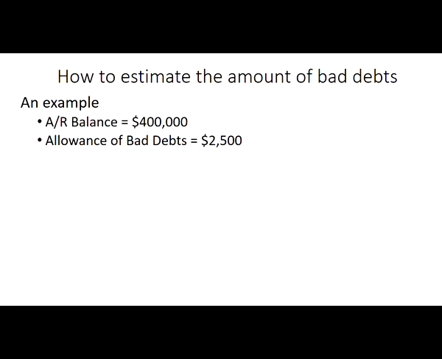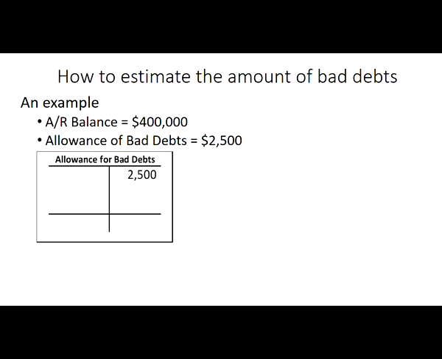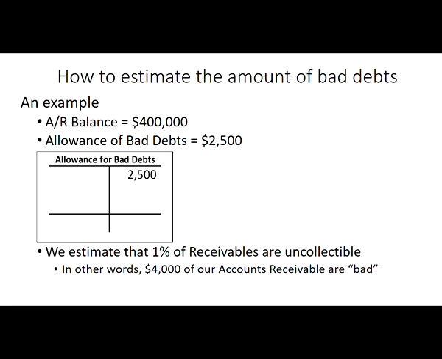So here we're starting with a pretty basic, simple situation. We have an accounts receivable balance of $400,000. We have an allowance for bad debts of $2,500, which would look like this. Again, it's a contra asset account with a natural credit balance. And in this scenario, we're going to estimate that 1% of receivables are uncollectible. In other words, we are estimating that $4,000 of our AR is bad.